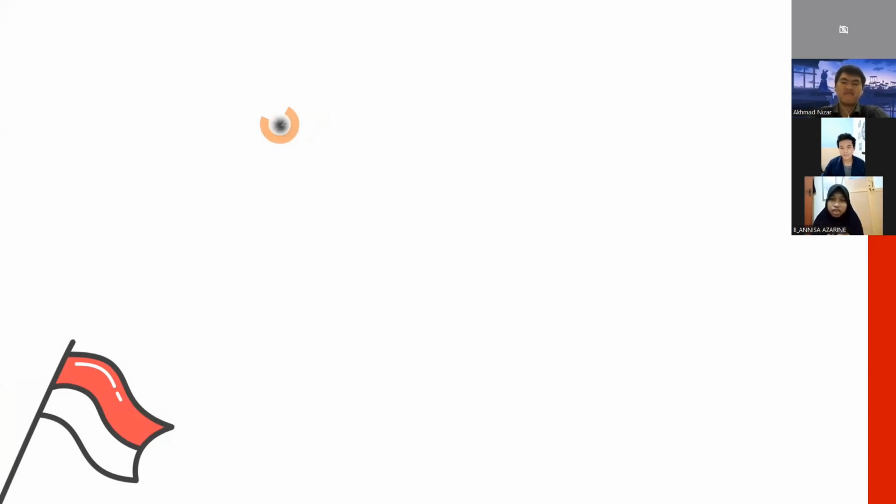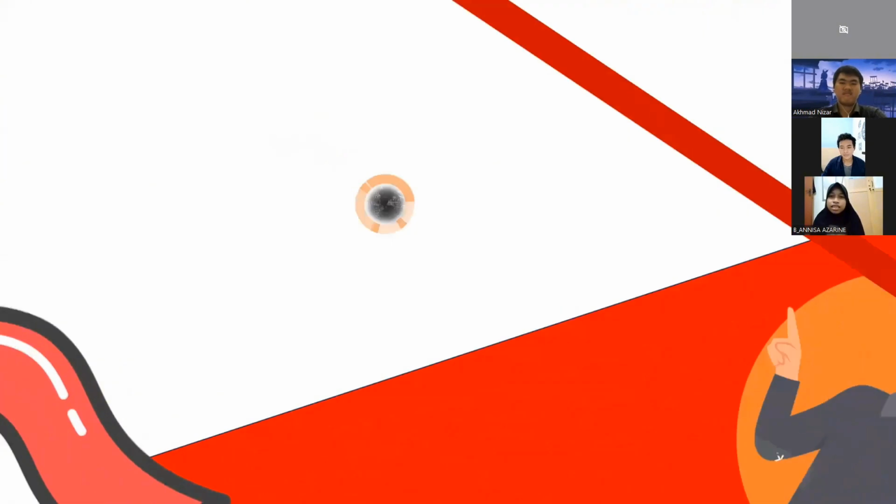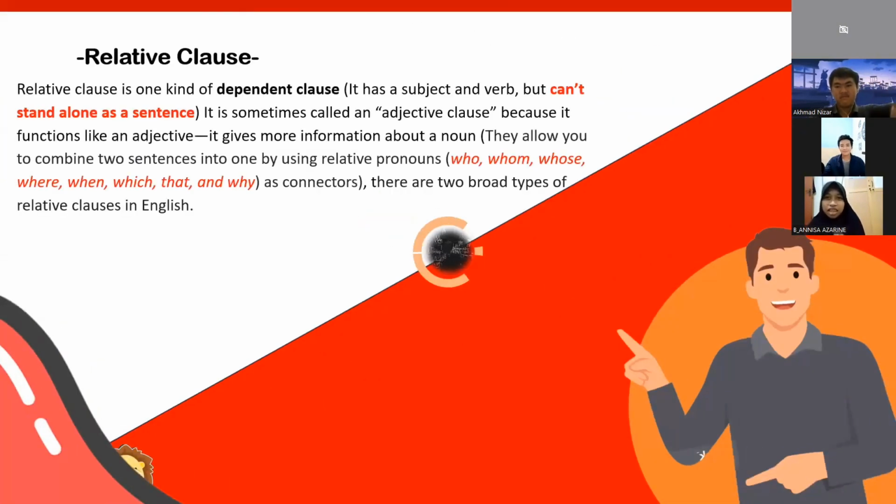So our material today is relative clause. What is a relative clause? A relative clause is one kind of dependent clause. It has a subject and verb, but cannot stand alone as a sentence. It is sometimes called an adjective clause because it functions like an adjective. It gives more information about a noun.